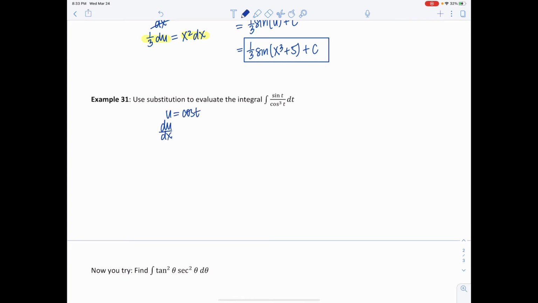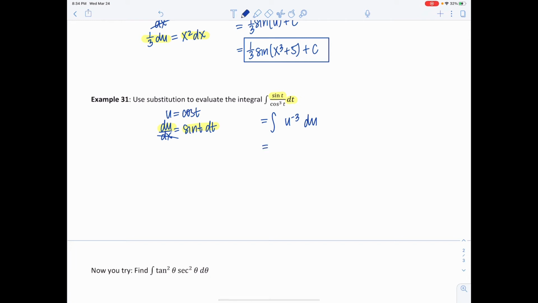du/dx is sine of t. So this integral really means sine of t dt, oh, that should be dt. I'm going to replace that with du. And then this here at the bottom, this is u to the -3rd. Right? It's cosine cubed, but it's on the bottom, so hence the negative exponent.